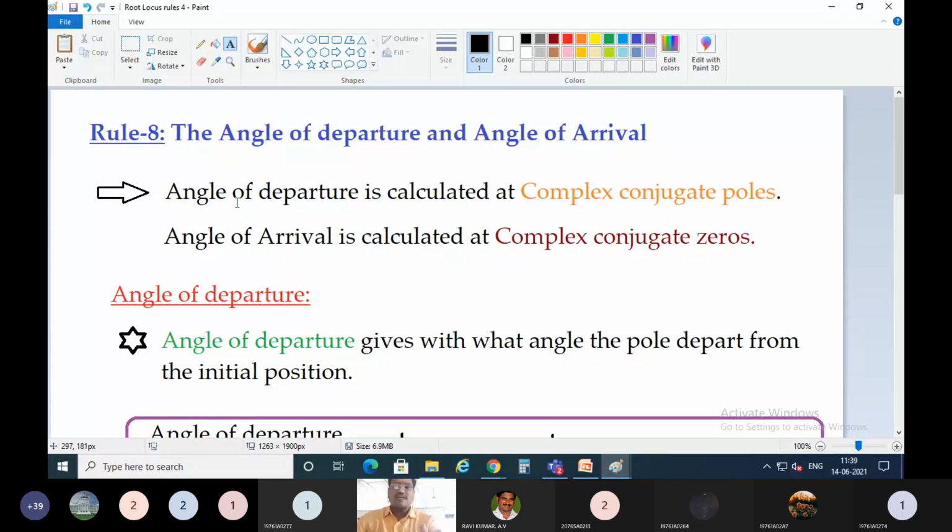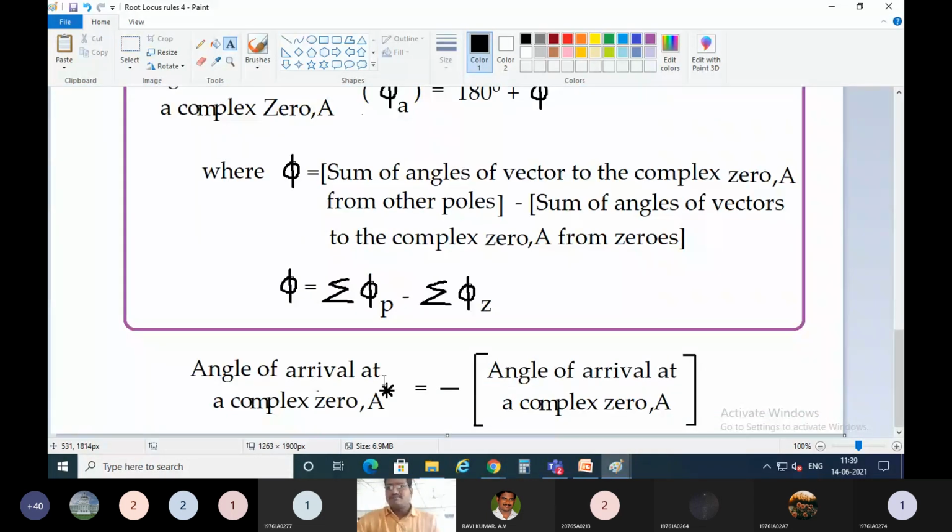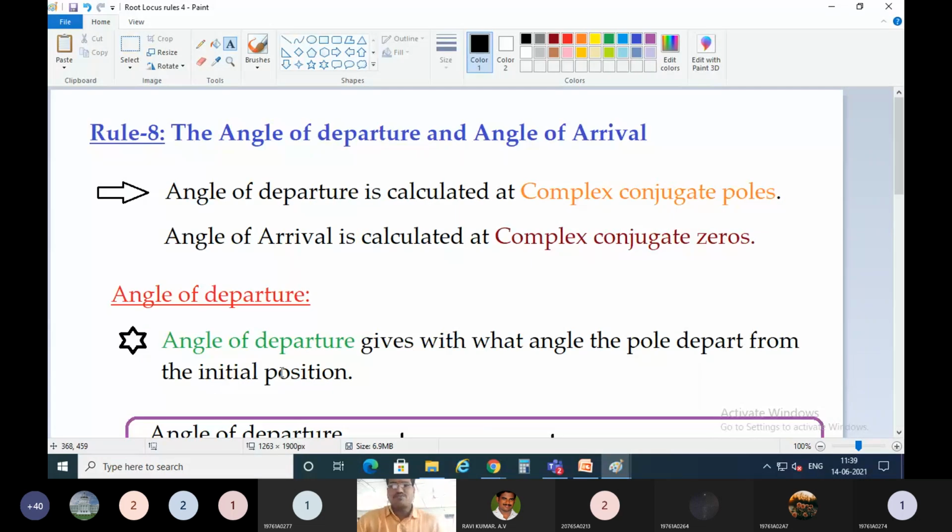So I am going to explain two numericals. One is without a complex conjugate pole, and another one is with a complex conjugate pole. So how are we going to draw the root locus, and we can comment on the stability also. These are the rules of the root locus. I will send all of these once, please check them.